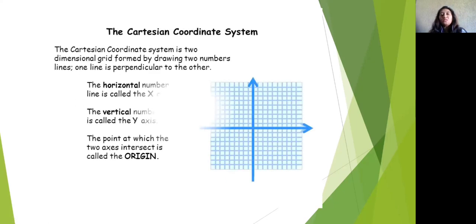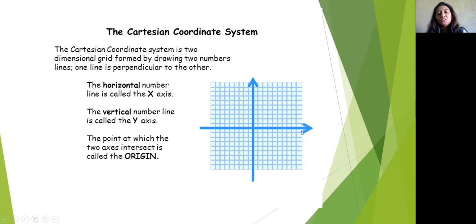Now, what is the Cartesian coordinate system? It is a two-dimensional figure. Why is it a two-dimensional figure, students? Because it is made up of a vertical line and a horizontal line. The two lines intersect each other at one point. That is 0, known as the origin. So that is the Cartesian coordinate system.